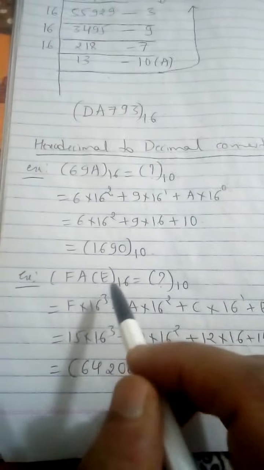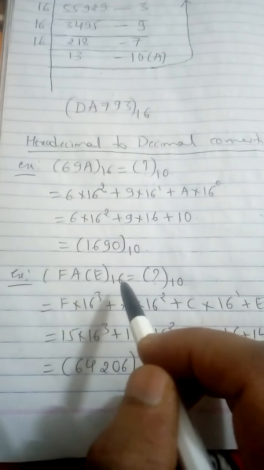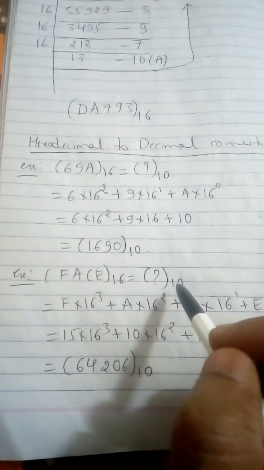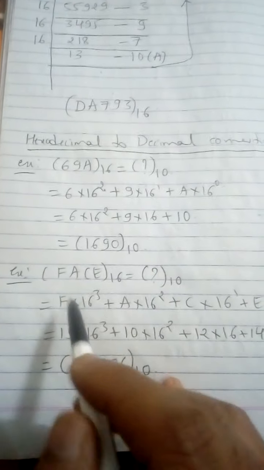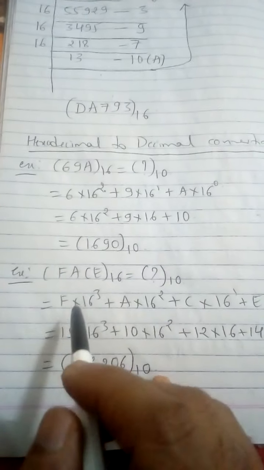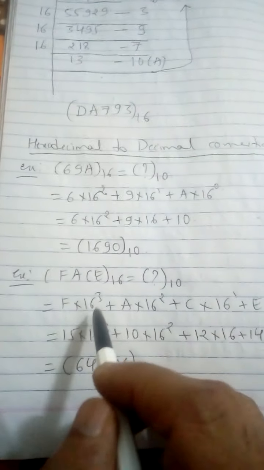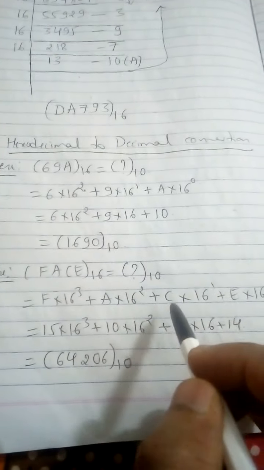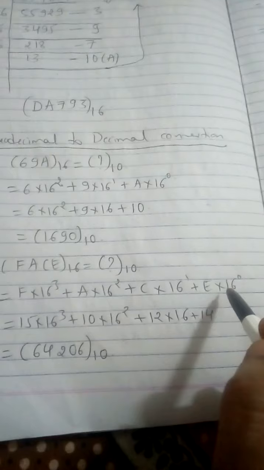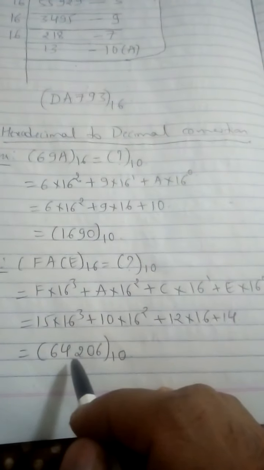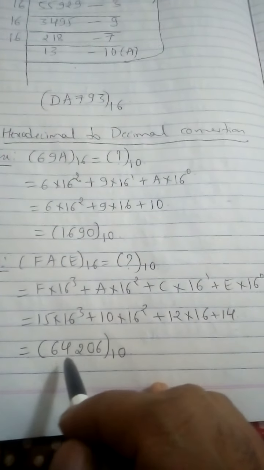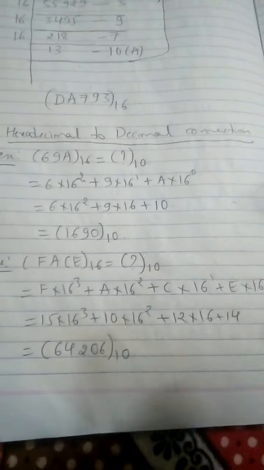I have one more example. FACE. It's a hex number. Convert this into a decimal number. Similarly, I need to use the polynomial format. Radix as 16. F into, after F I have 3 digits, 16 cubed plus A into 16 squared plus C into 16 raised to 1 plus E into 16 raised to 0. So after simplifying, I am getting answer as 64206.